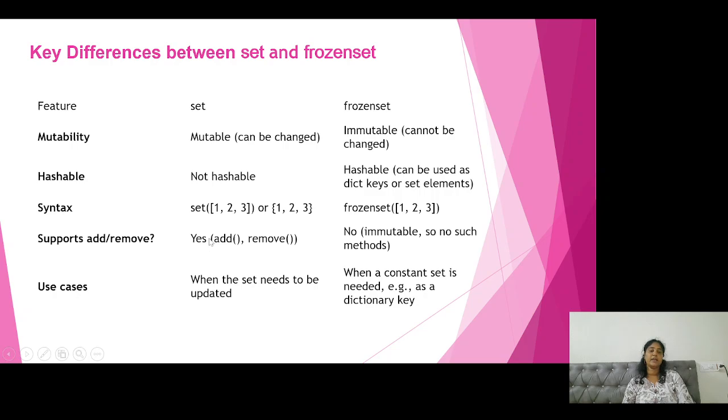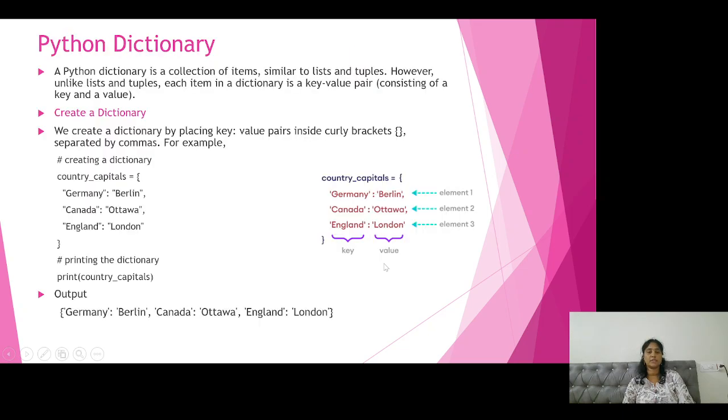Because a set is mutable, it will allow you to use functions like add and remove. Whereas a frozen set will not allow you, because it is immutable. Where you need updates, you go with a set. Where you don't want to allow updates, you go with a frozen set.